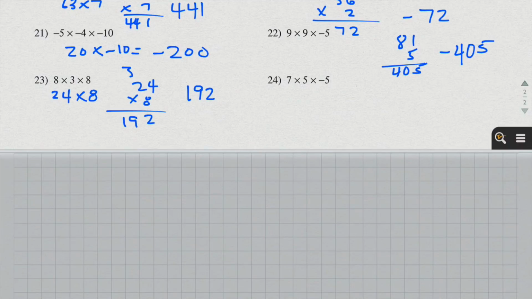Number 24, 7 times 5 times negative 5. 7 times 5 is 35, multiply that by that other 5. 5 times 5 is 25. 5 times 3 is 15, plus 2 is 17. So we get 175. It's positive times a positive times a negative, which is a negative 175. And this is multiplying integers.